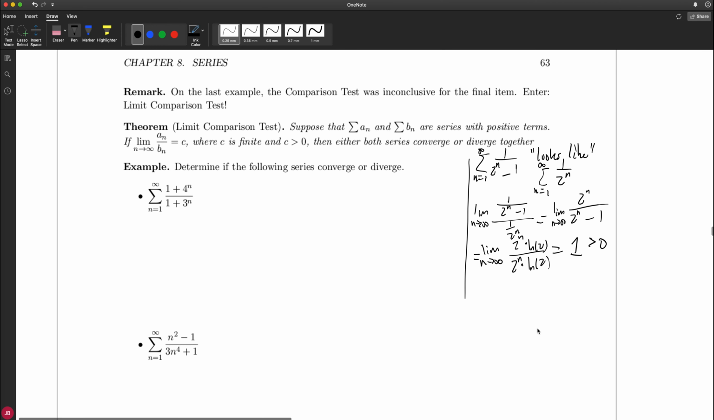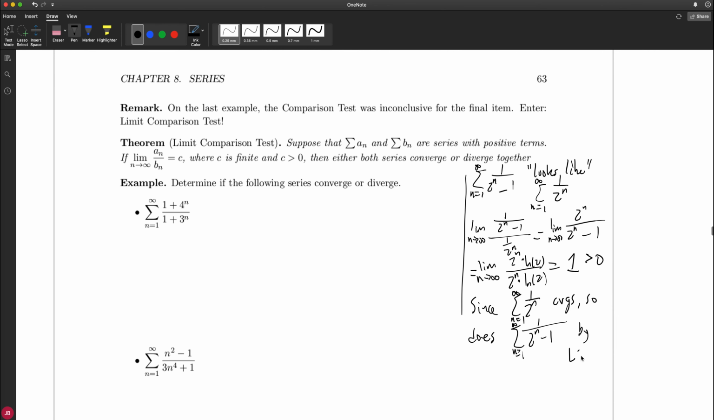And so since the sum of 1 over 2 to the n converges, so does the sum of 1 over 2 to the n minus 1, by LCT. That's a shorthand notation for limit comparison test.